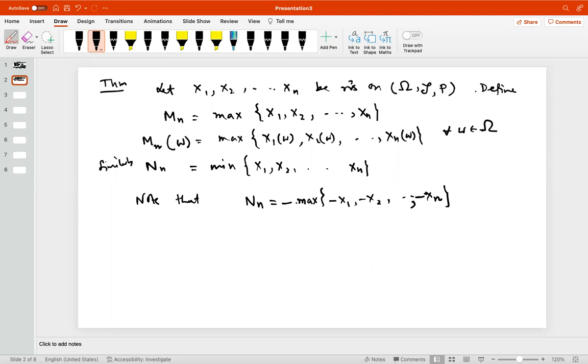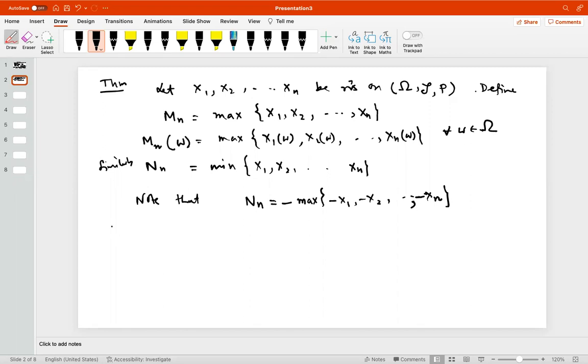So that means if the maximum is a random variable, then the minimum is also a random variable, because if X1, X2, ..., Xn are random variables, then minus X1, minus X2, ..., minus Xn are random variables. If we can prove that the maximum is a random variable, then the minus of that is also a random variable, that is, the minimum is a random variable. So we have to just show that the maximum is a random variable. Again, you can see it in the book.